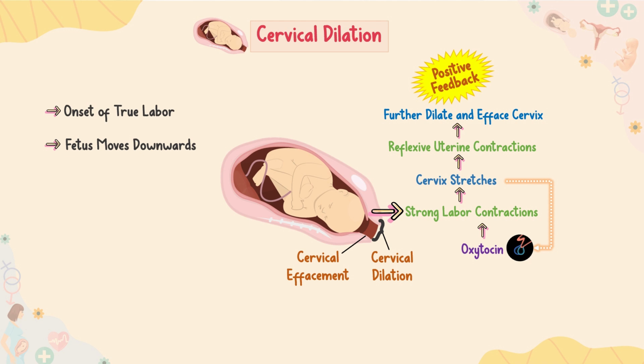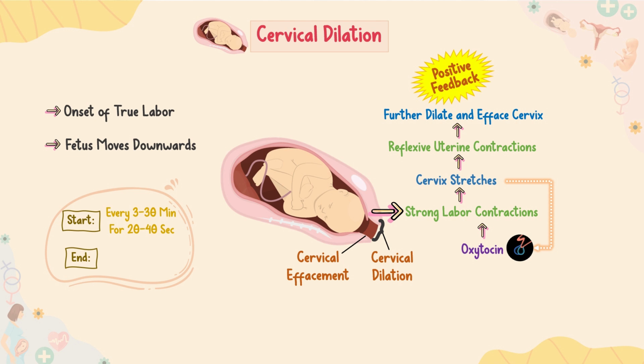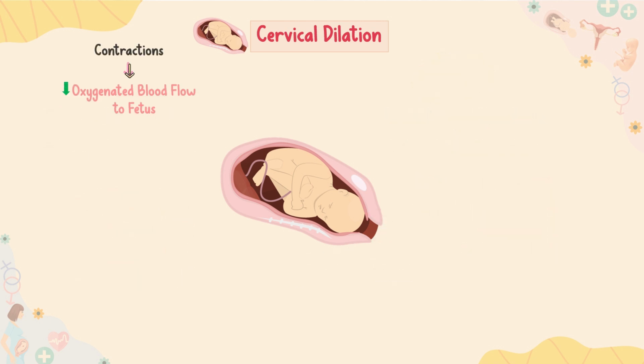When labor begins, uterine contractions may occur only every 3 to 30 minutes and last only 20 to 40 seconds. However, by the end of this stage, contractions may occur as frequently as every 1.5 to 2 minutes and last for a full minute. Each contraction sharply reduces oxygenated blood flow to the fetus. For this reason, it is critical that a period of relaxation occur after each contraction.